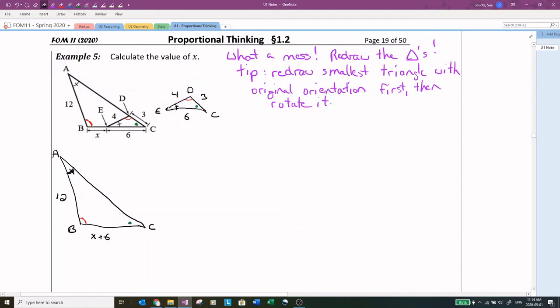I find that when it's written like this, it's hard for me to tell which are the corresponding sides. If I had markers and I could do it with color, I would do that, but you're not always going to have colors. So if you rotate it so that it's the same orientation as ABC, it'll be easier for you to spot accurately which sides correspond to which sides. So I'm going to use this ABC as my model, and I'm just going to draw the same shape smaller.